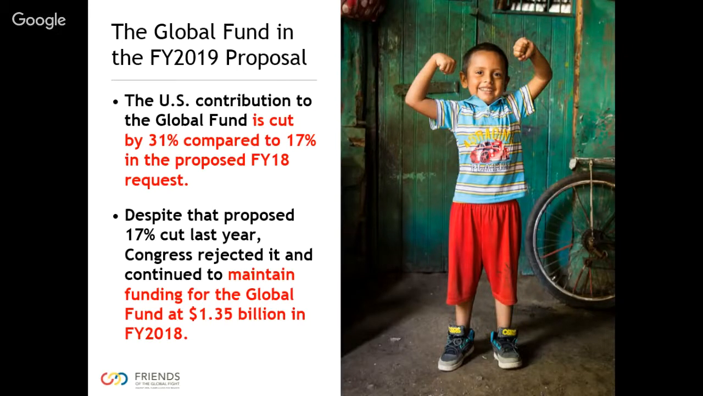Go a little bit further into the Global Fund. The U.S. contribution to the Global Fund again was cut by 31% compared to 17% in the proposed FY 18 request. Despite the proposed 17% cut last year, Congress rejected it and continued to maintain funding for the Global Fund at $1.35 billion in 2018. We hope again that they will reject the president's proposal for an even deeper cut.